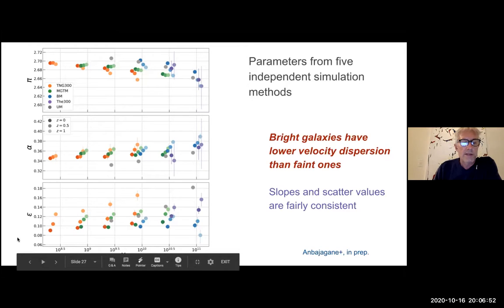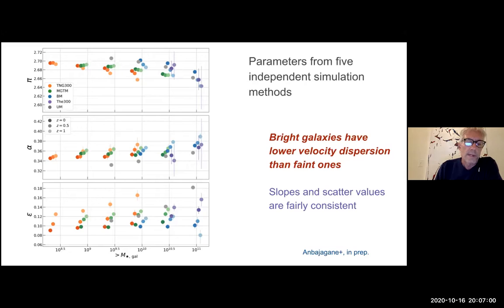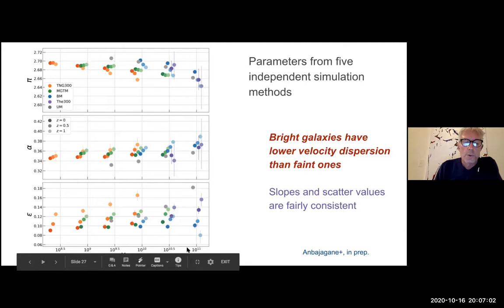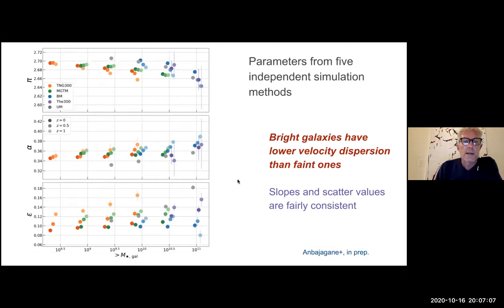So we range in stellar mass from 10 to the power 8.5, which is about a factor of 30 smaller than the Milky Way stellar mass, up to 10 to the 11, which is much bigger than the Milky Way stellar mass. And the main thing that we see, which is also confirmed, at least initially, by some observations, is that as you go to brighter galaxies, they are cooler.